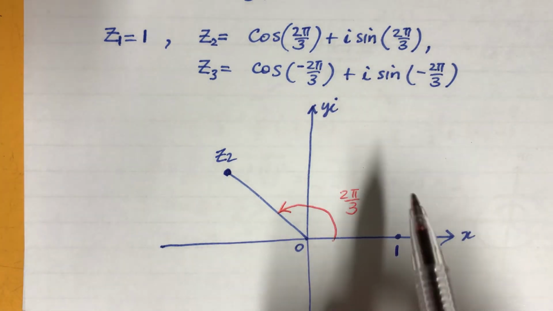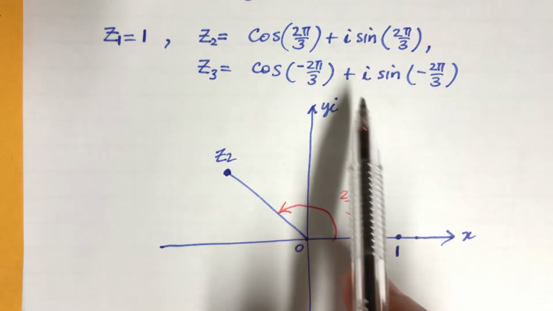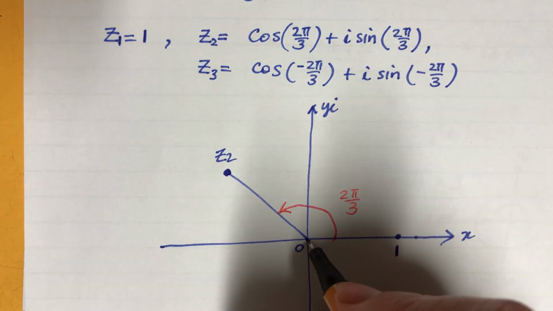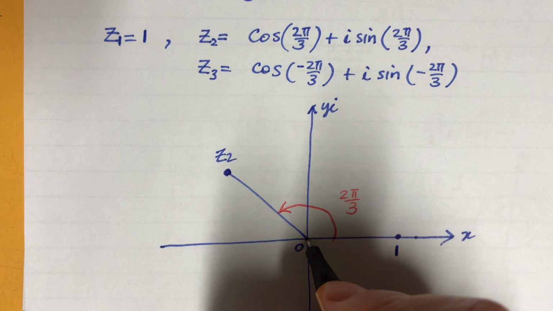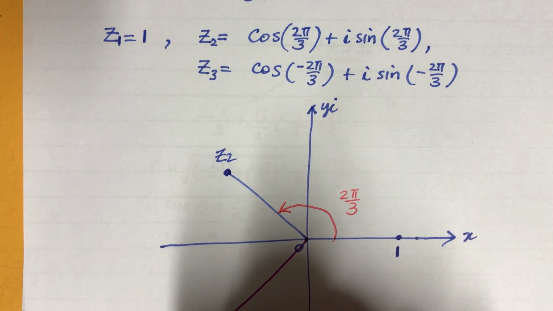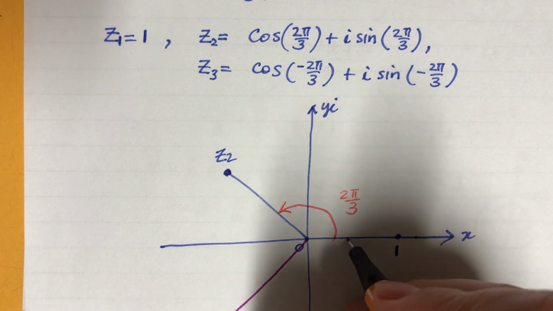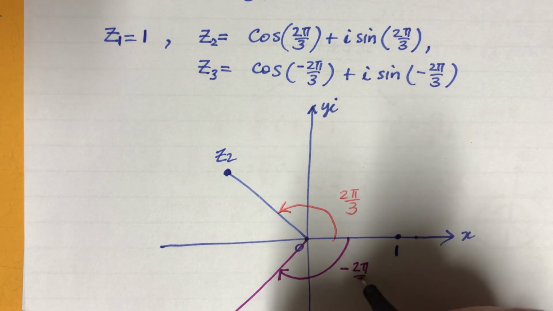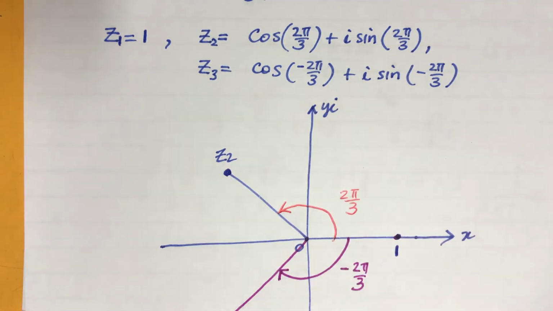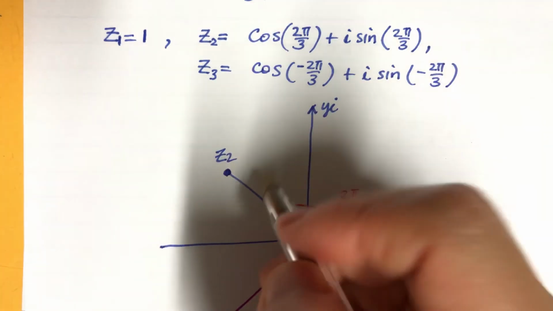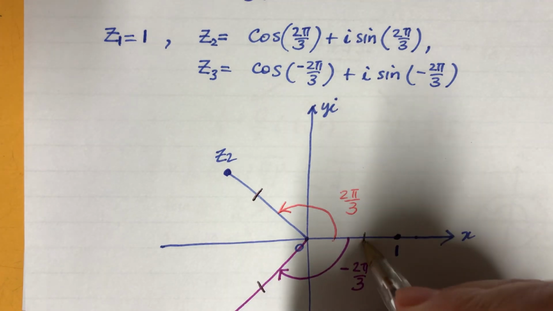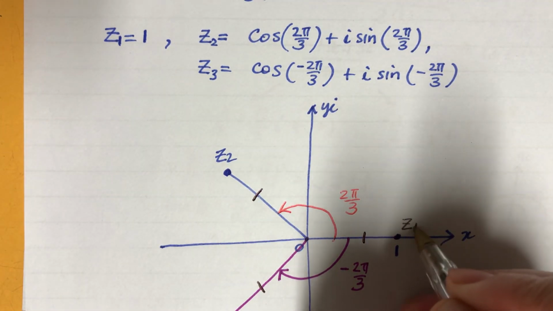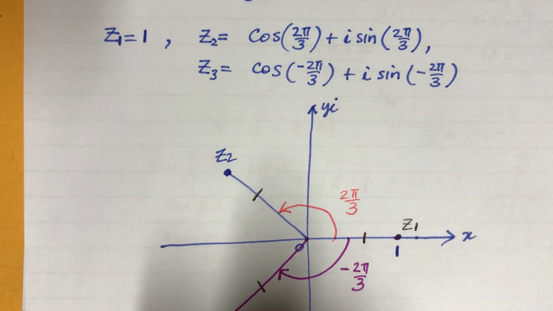Okay, now what am I going to do for the third root? I'm going to use a different color, and I'm going to go this way, and that's from here to here, minus 2 pi over 3. Now all these moduli are the same, 1, 1, 1, and that's my z1, z2, z3.